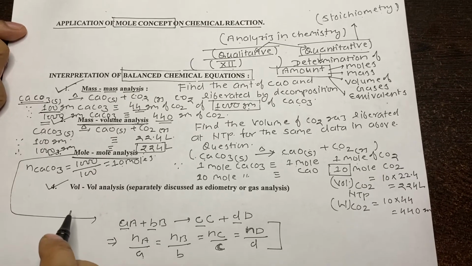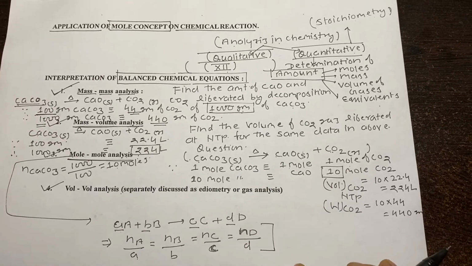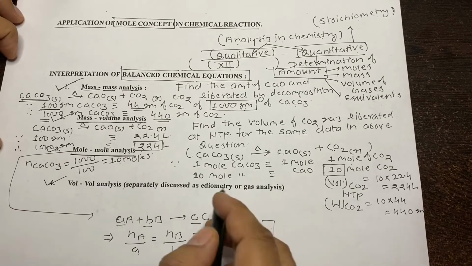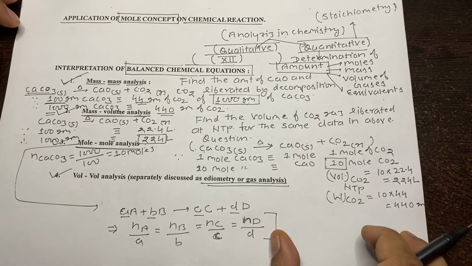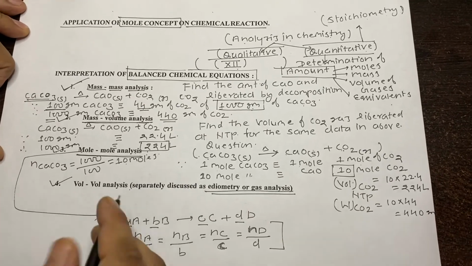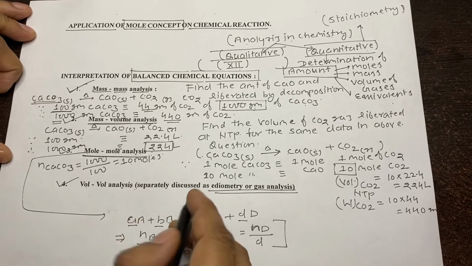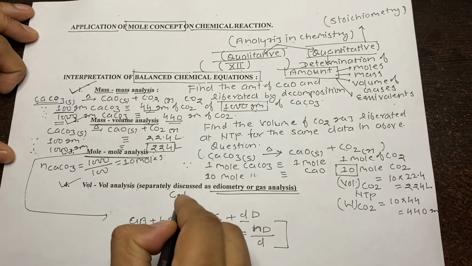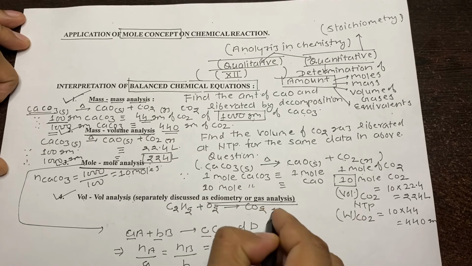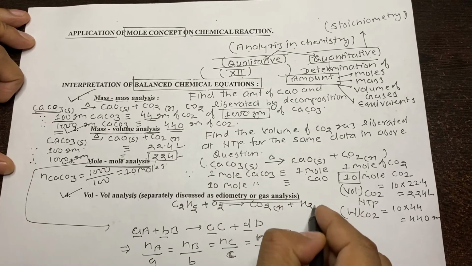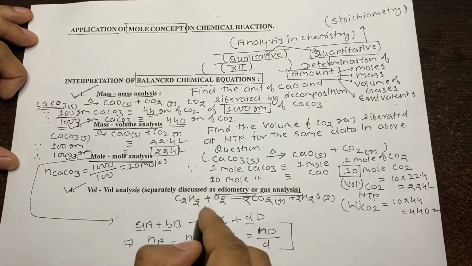Now one more analysis in chemistry, which is volume analysis, also called gas analysis, studied separately in stoichiometry to solve stoichiometric problems, in which we relate the volume of gases separately. We can take one more example to explain the volume analysis. For example, if we write the combustion reaction of acetylene giving CO2(g) plus H2O(l).